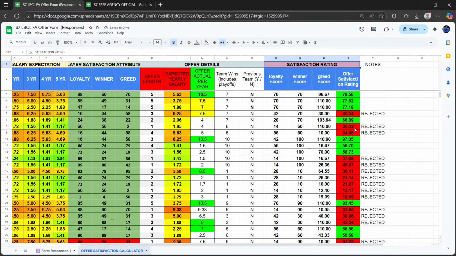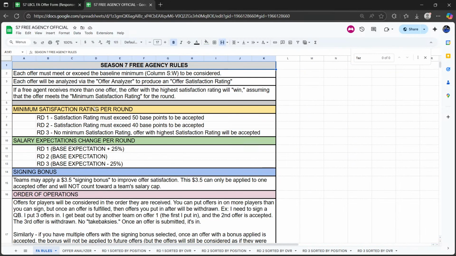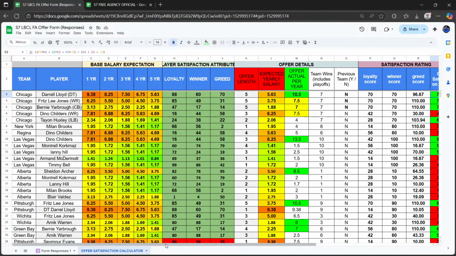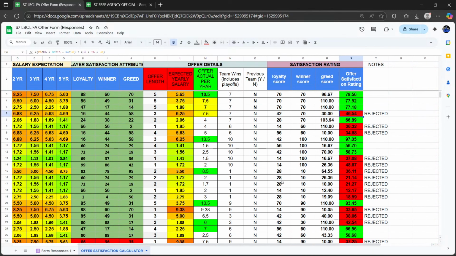So over here, we've got to cross-reference the free agency official rules. See here, round one, satisfaction rating must exceed 50 base points to be accepted. These are the satisfaction ratings per player and all of the offers that have been submitted. For each one that has been rejected, typically you can point to a reason why, based on the ratings and the offer. We'll go through every single offer. So here we go.